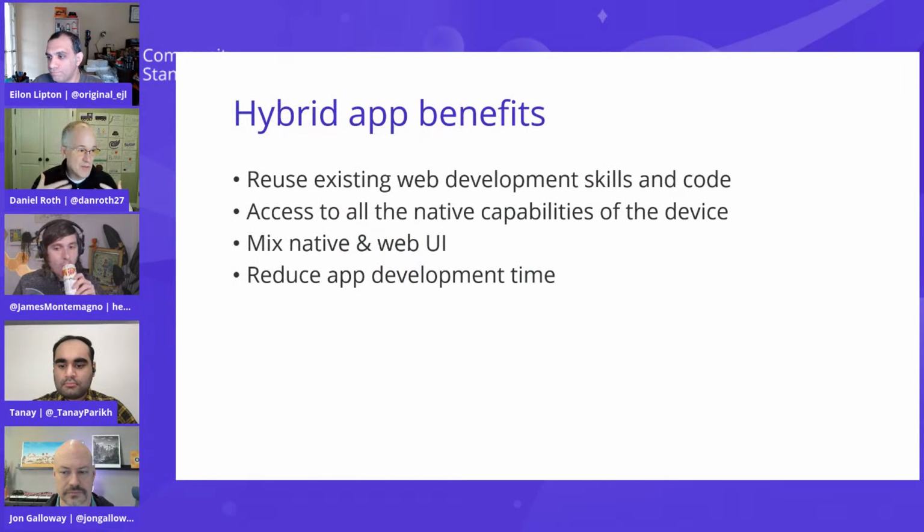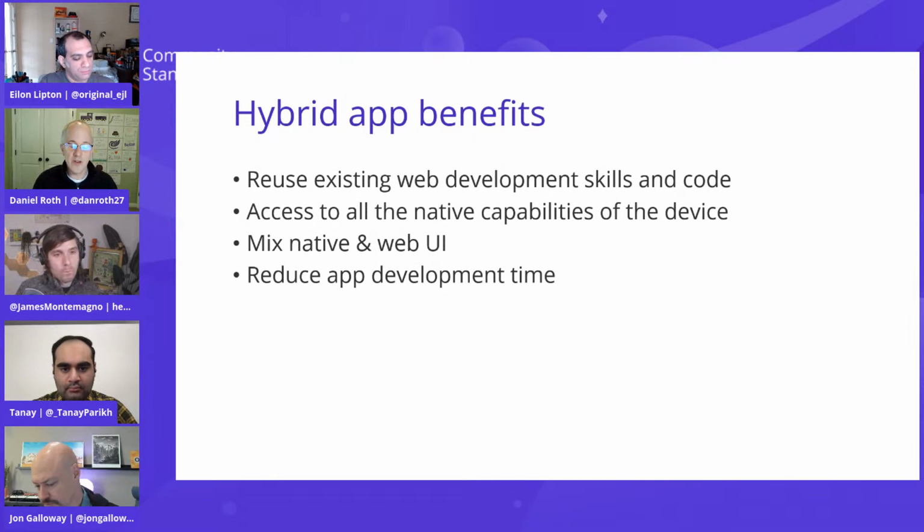Now, this model does have a bunch of benefits. So you can reuse skills, you can reuse code. You still, though, get access to all the native capabilities of the device. Even though you're using a browser control or a Chromium browser shell in order to render your UI, your code is still running natively on the machine. So if you want to touch that special API that's only available on Android or on Windows or on iOS or whatever, you absolutely can do that because you're not running within the browser security sandbox. You're running natively on the device. You have access to anything that you want.